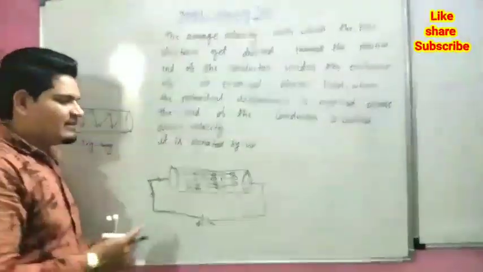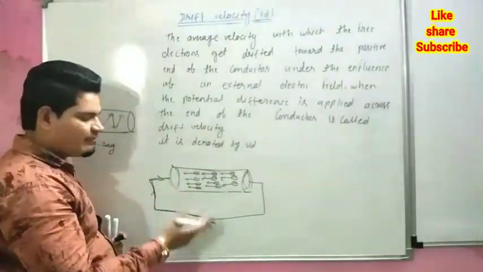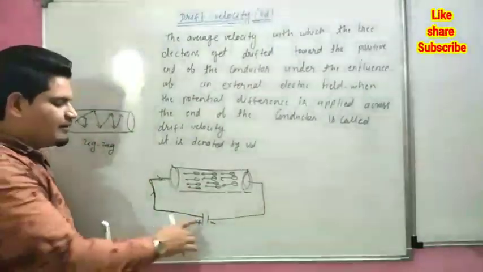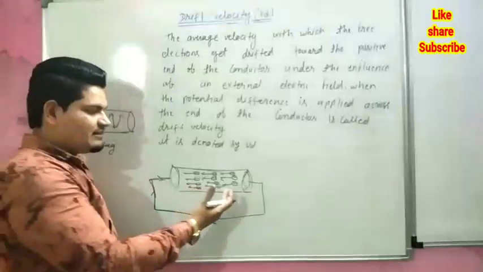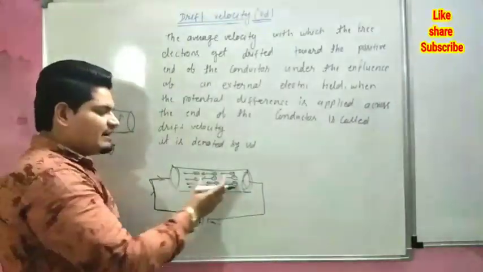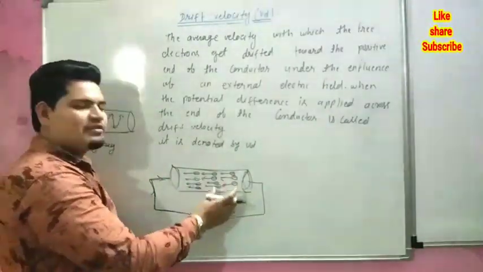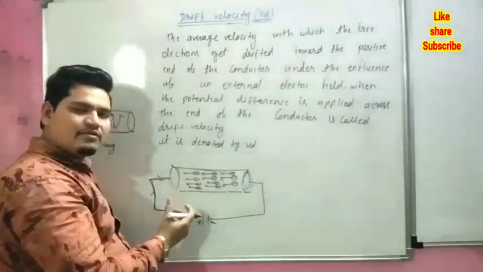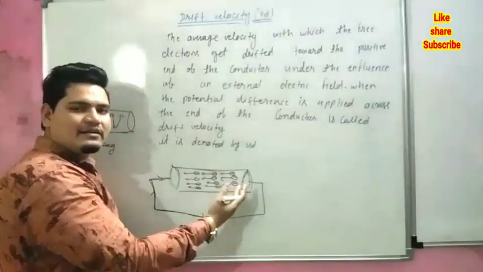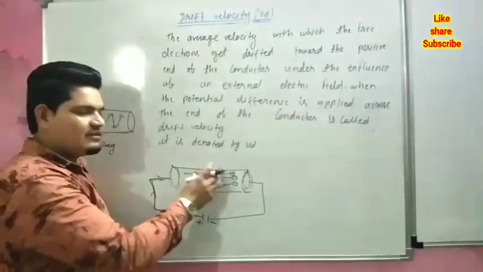But when the electrons move toward the positive terminal of the battery under the influence of the external electric potential applied across the ends of the conductor due to this battery, they collide with each other or with positive particles, so their velocity decreases. Again they start moving, and again their velocity decreases due to collision. Again they start moving because an external force is continuously applied on this conductor.